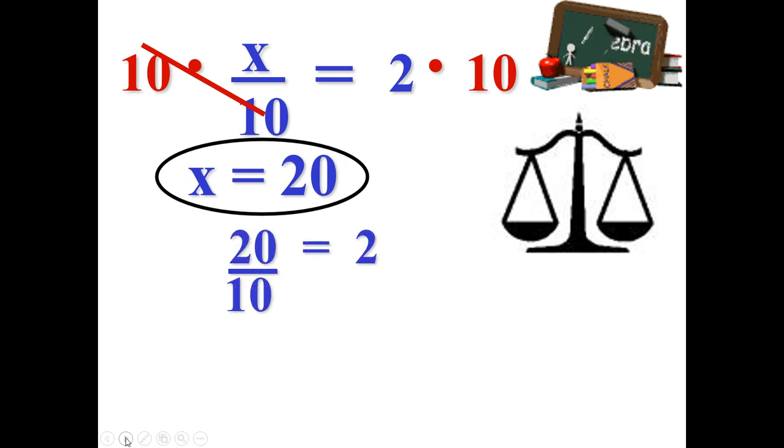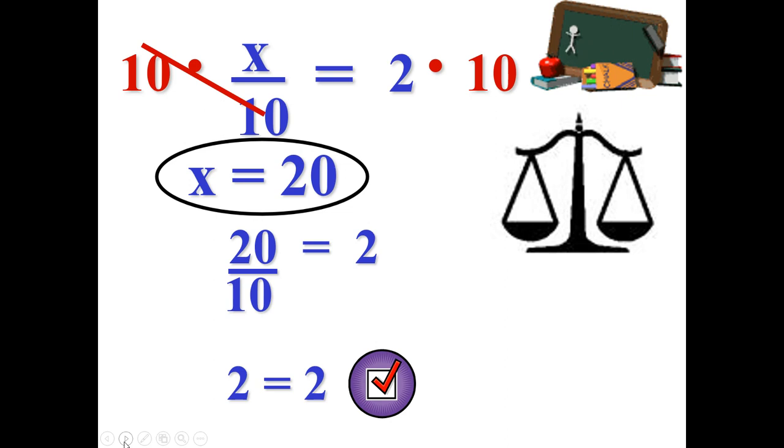And to check our answer, we plug what we found for x into our original equation. So now we have 20 divided by 10 equals 2. Is that true, ladies and gentlemen? It is.